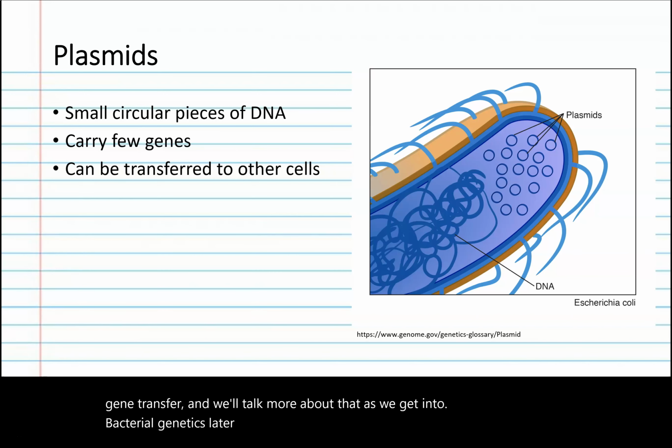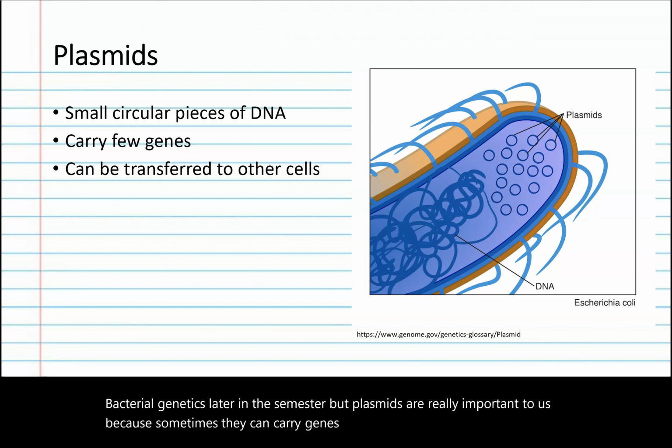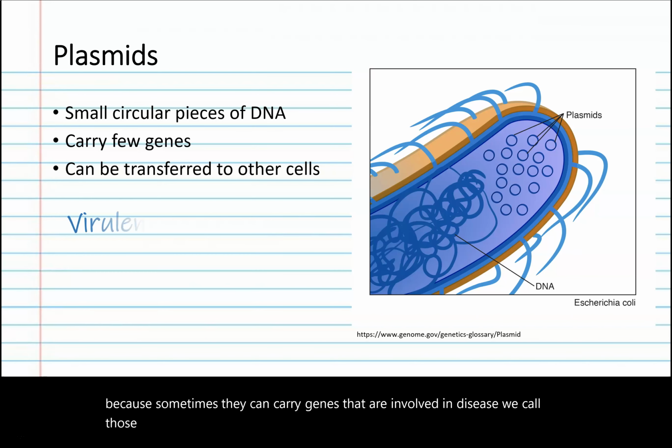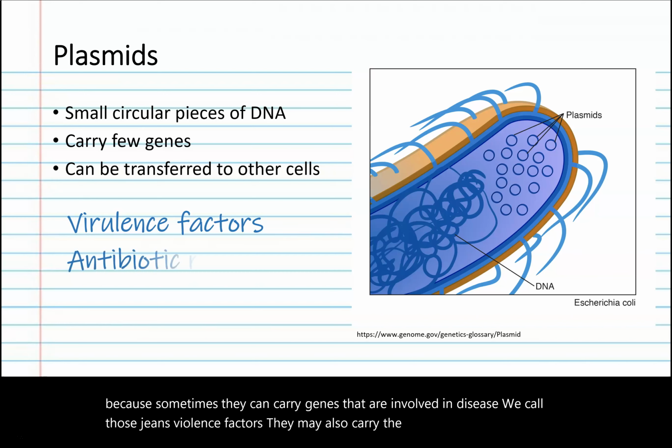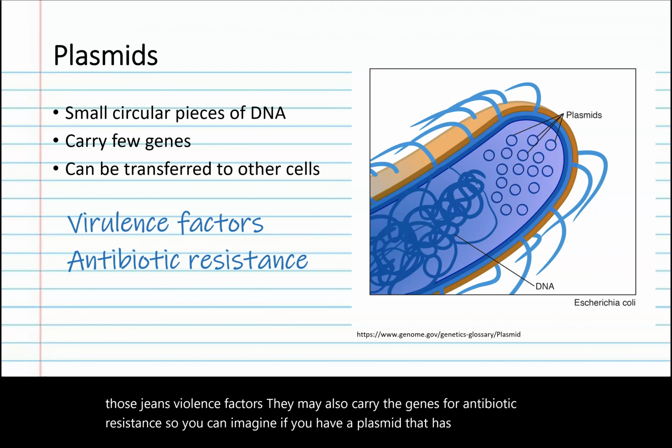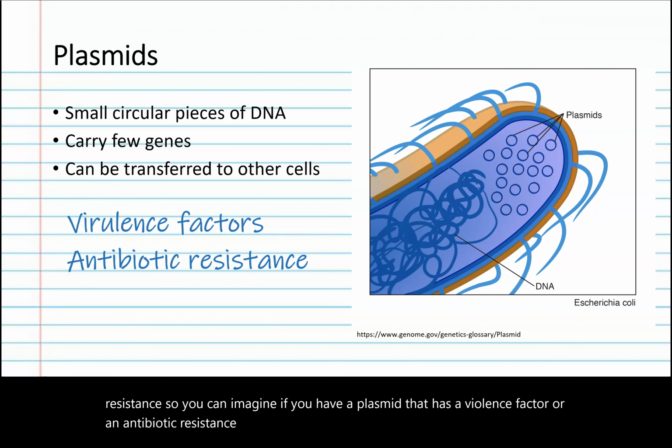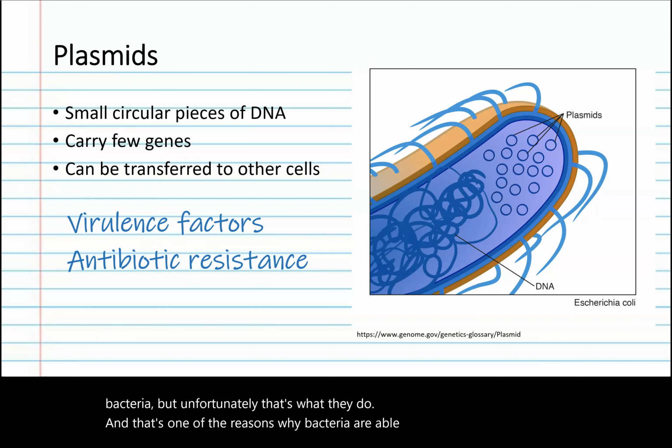in the semester. But plasmids are really important to us because sometimes they can carry genes that are involved in disease. We call those genes virulence factors. They may also carry the genes for antibiotic resistance. So you can imagine if you have a plasmid that has a virulence factor or an antibiotic resistance gene on it, you don't want that to be shared between bacteria. But unfortunately, that's what they do. And that's one of the reasons why bacteria are able to change over time and be more difficult to treat or become more virulent.